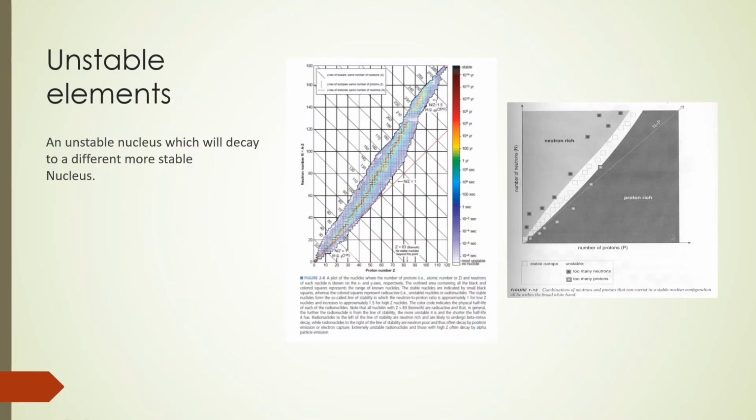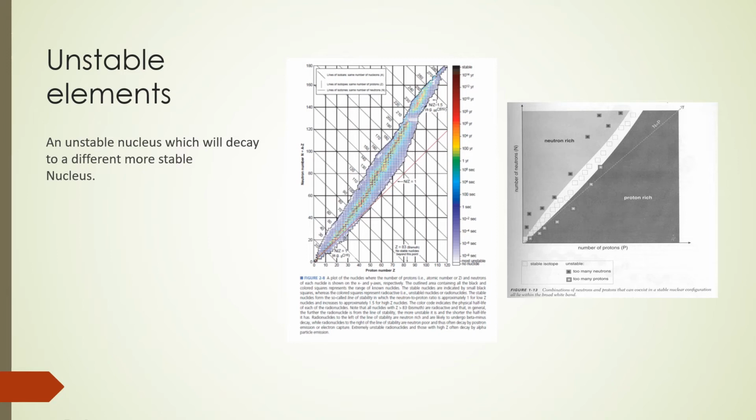Unstable nuclei will decay to a different, more stable nuclei and emit radiation in the process. This radiation can be in the form of an alpha particle, a beta particle, or gamma rays. This chart shows the line of stability and the division between proton-rich and neutron-rich elements.